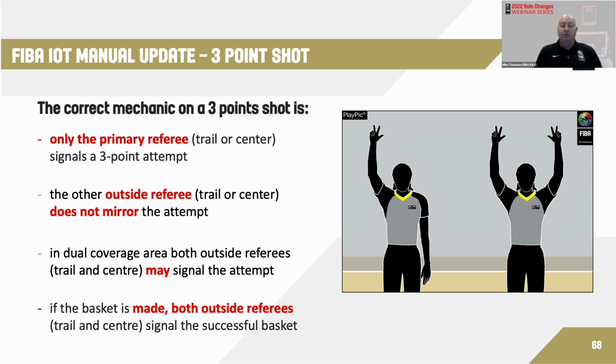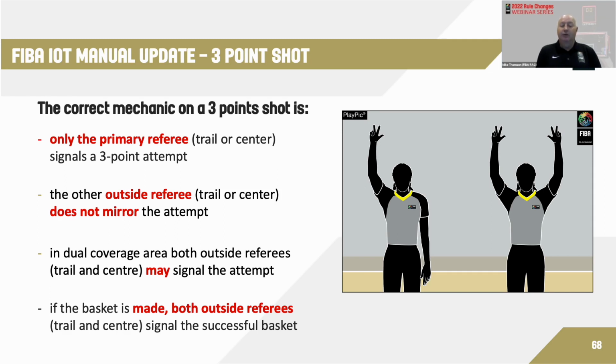We do recognize there will be times that there will be dual coverage, perhaps near the center of the floor outside the 3-point line, where we have check in, and we haven't had the check out by the first referee. We may still be in dual coverage, and it may occur that both outside referees do signal the attempt. That's fine. But the protocol is that only the primary referee shall signal the 3-point attempt.